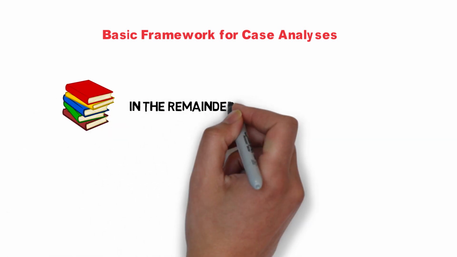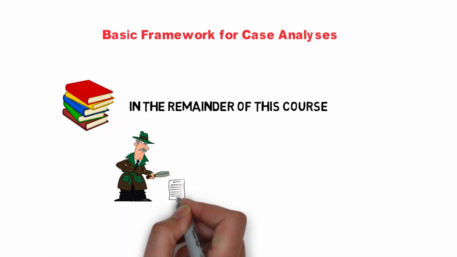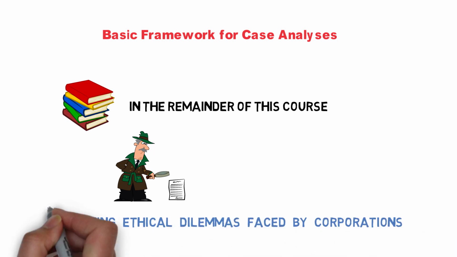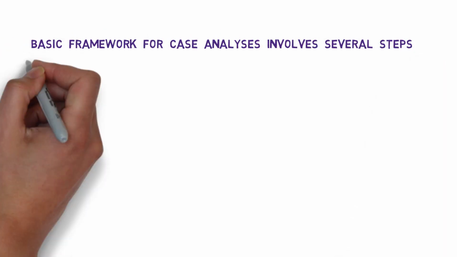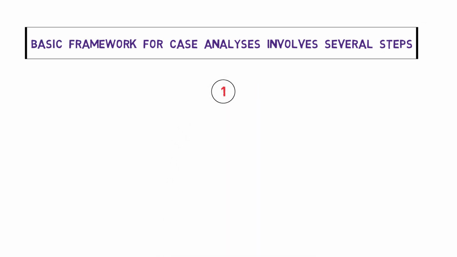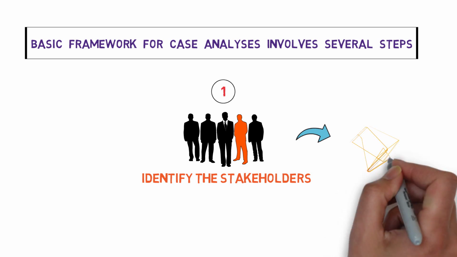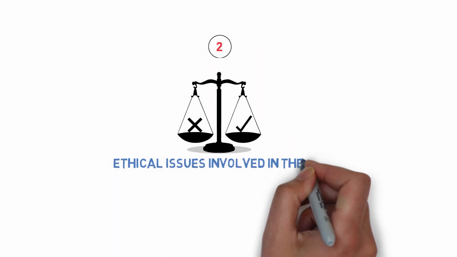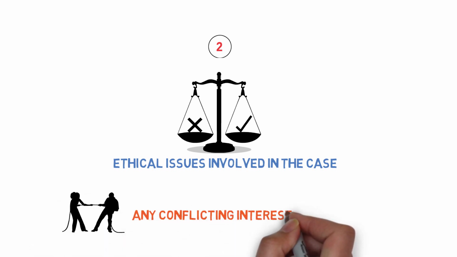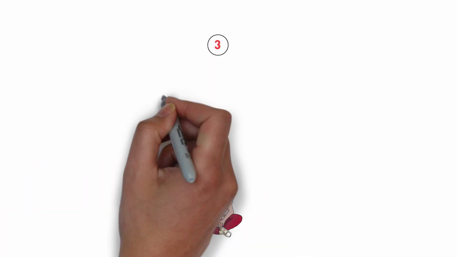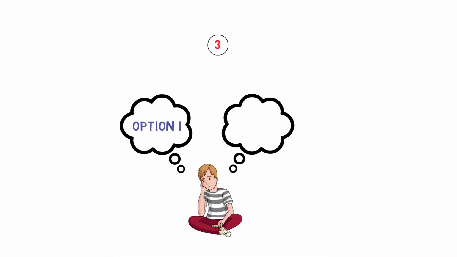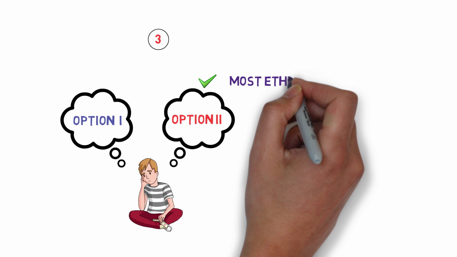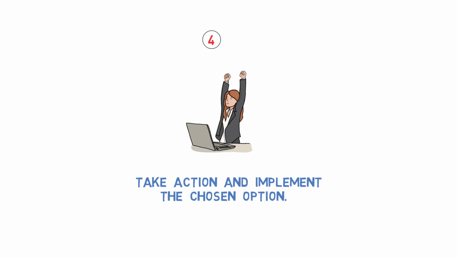In the remainder of this course, we're going to analyze several cases of ethical dilemmas faced by corporations and how they reacted to them. The basic framework for case analyses involves several steps. The first step is to identify the stakeholders involved in the case, as well as their interests and concerns. The second step is to analyze the ethical issues involved in the case, including any conflicting interests or values. The third step is to evaluate the available options and determine which option is the most ethical and responsible. The fourth and final step is to take action and implement the chosen option.